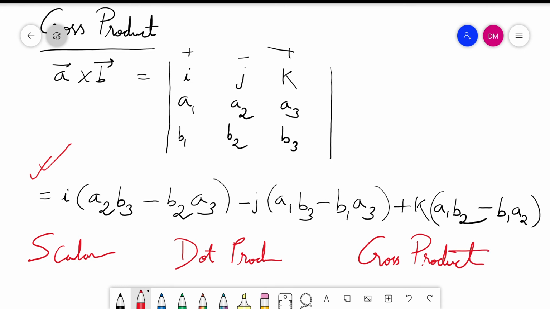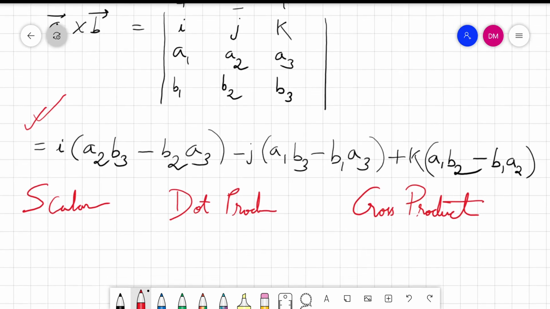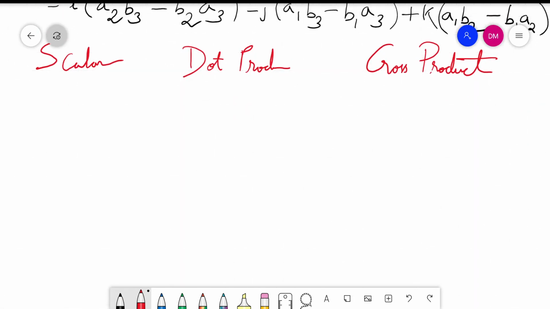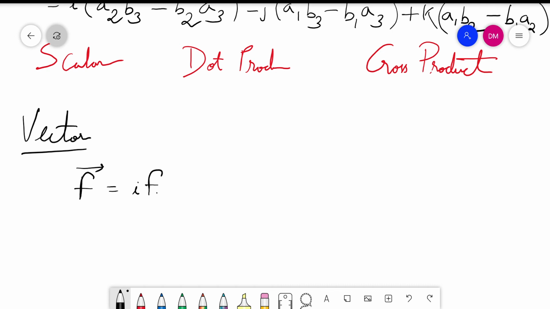Now we have to move towards the vector part. So F vector is equal to I F1 plus J F2 plus K F3. So this is the vector part.